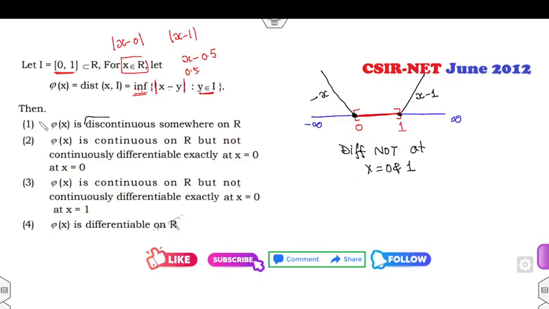The function is discontinuous, wrong. Function is continuous, fine, but not differentiable at x equal to 0. Not continuously differentiable, but the function is differentiable at x equal to 0? Function is continuous on R but not differentiable exactly at 0 and 1. Function is differentiable at all R. C is my right answer of this problem.